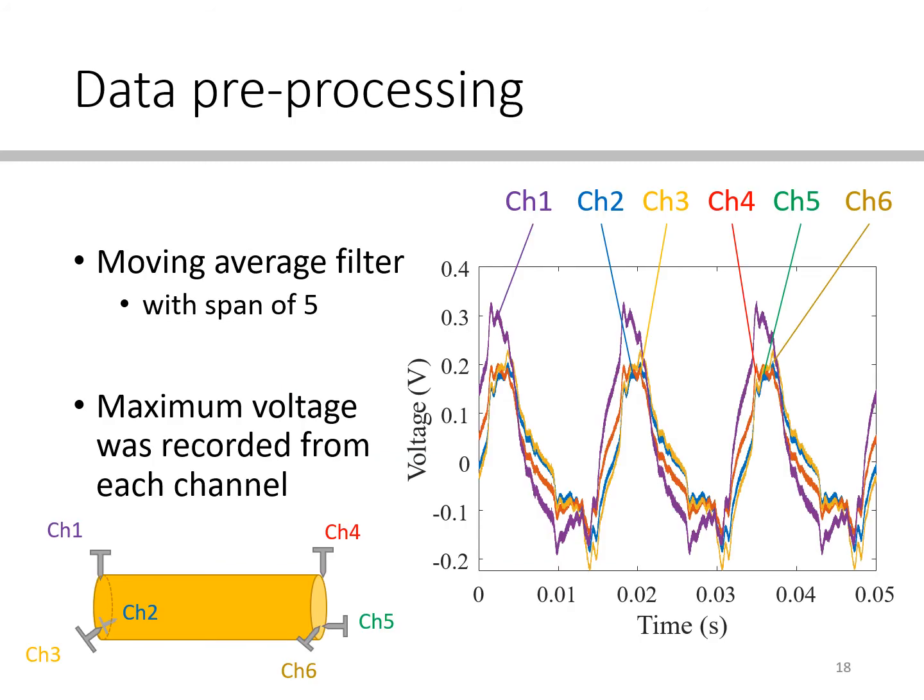The raw data was pre-processed by a moving average filter with span of 5. The figure at right is an example of the data after the pre-processing. 6 electrodes were used, therefore there are 6 different signals, and the maximum voltage was recorded from each channel.